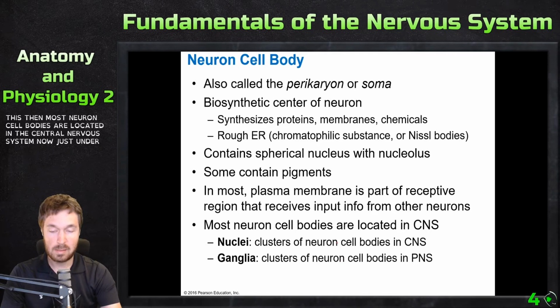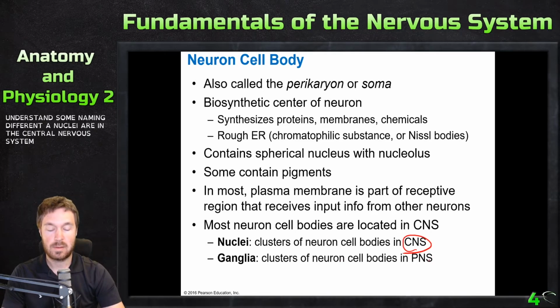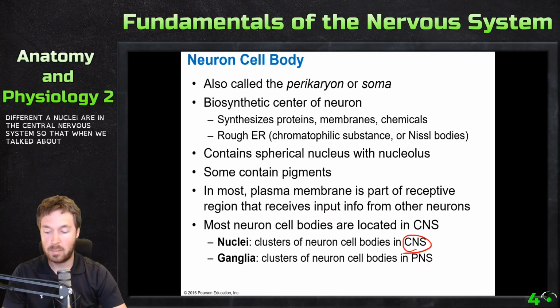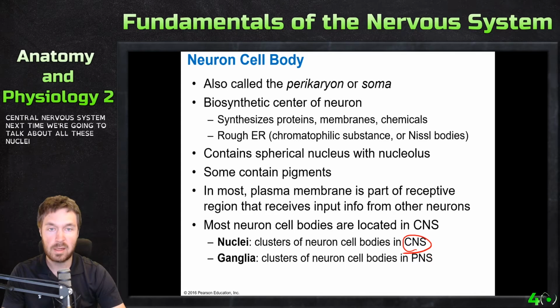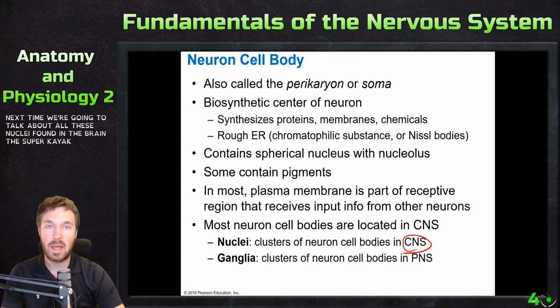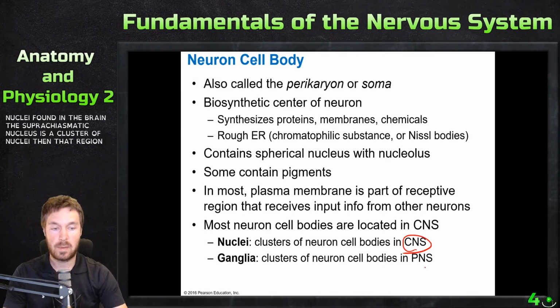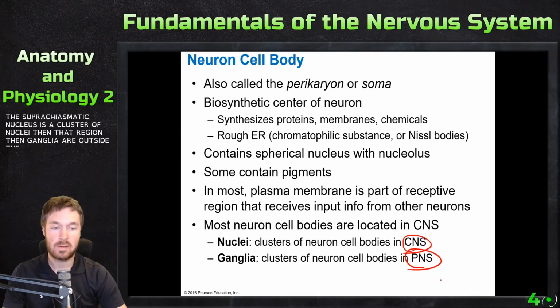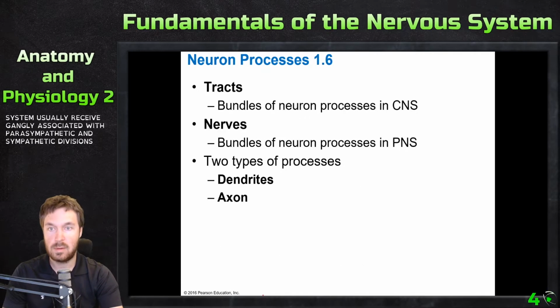Now, just understand some naming differences. Nuclei are in the central nervous system. So when we talk about the central nervous system, next chapter we're going to talk about all these nuclei found in the brain. The suprachiasmatic nucleus is a cluster of nuclei in that region. Then ganglia are outside the central nervous system, in the peripheral nervous system. Usually we see ganglia associated with parasympathetic and sympathetic divisions.